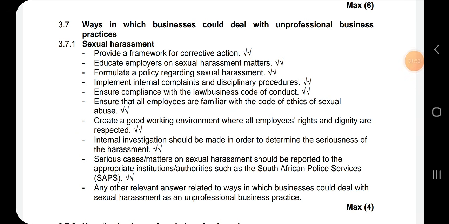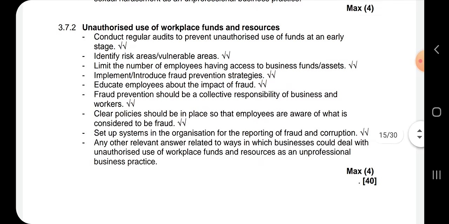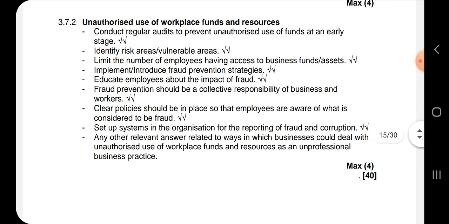So for sexual harassment, provide a framework for corrective actions. Educate employees on sexual harassment matters. Formulate a policy regarding sexual harassment. Implement internal complaints and disciplinary procedures. And then any other relevant answer. Unauthorized use of workplace funds or resources: conduct regular audits to prevent unauthorized use of funds at an early stage. Identify risk areas, vulnerable areas. Limit the number of employees having access to business funds or assets.